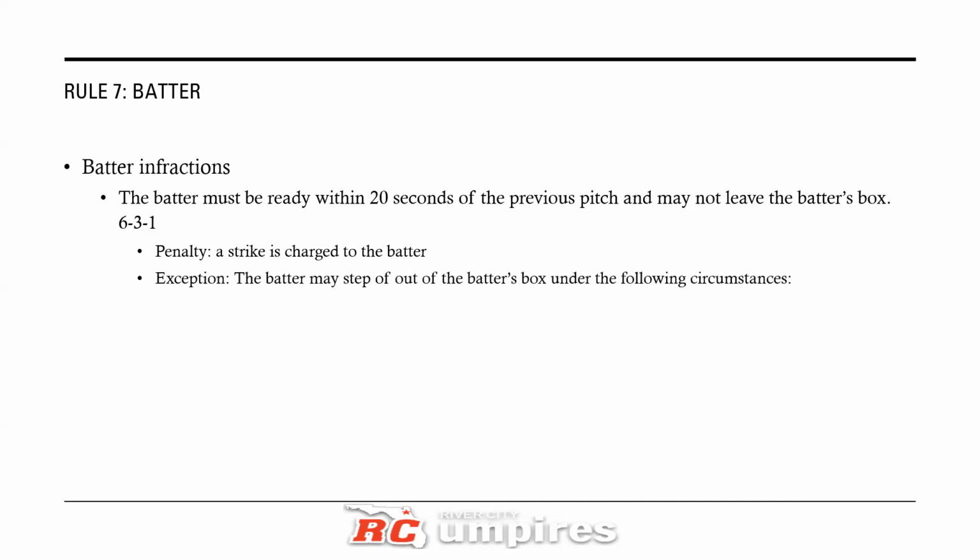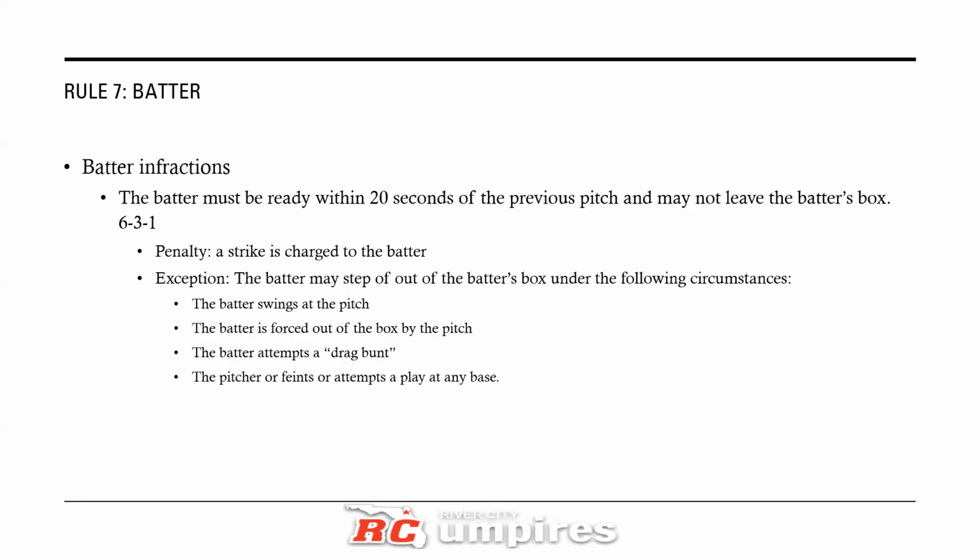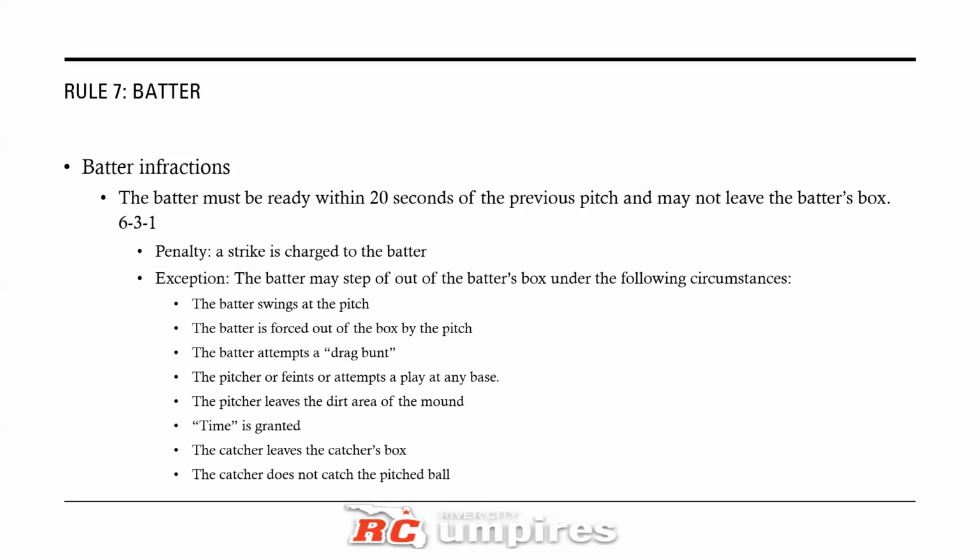Again, the batter may step out of the box for the following circumstances. If they swing, they can step out. If they're forced out of the box by a pitch, they can step out. If they attempt a bunt or a drag bunt, the pitcher feints or attempts to play at any base. If the pitcher leaves the dirt area of the mound, or if time is granted, they can step out. If the catcher leaves the catcher's box, they can also step out. And if it gets past the catcher, they can also step out. You want them to get out of the way. So there are 8 scenarios.